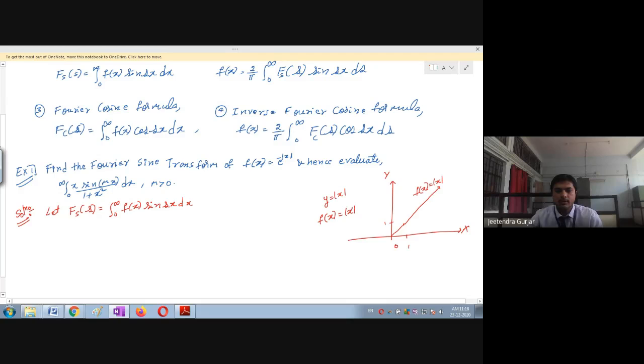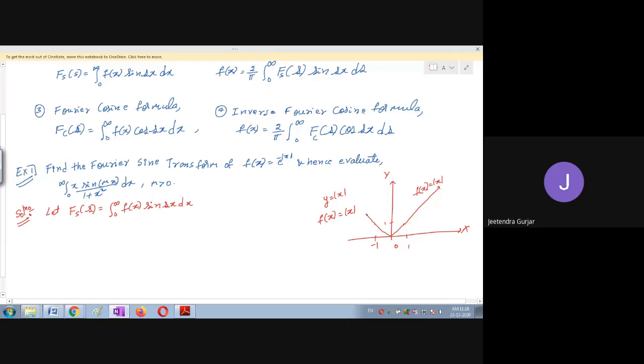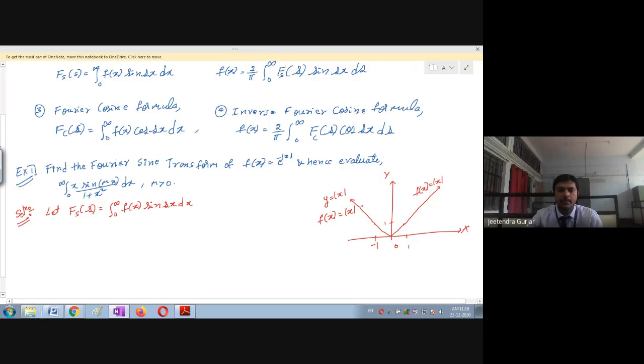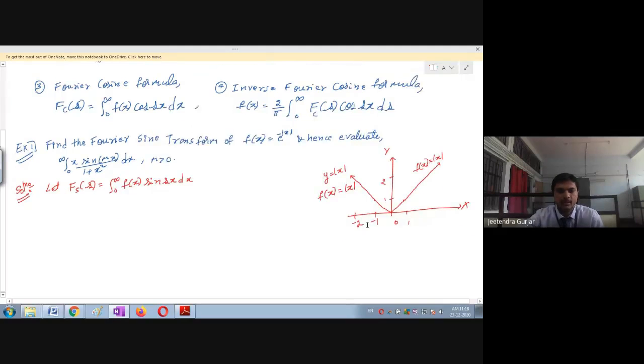Okay, now I will substitute minus 1. What am I substituting? x is equal to minus 1. But you can see the mod is there, so y will be plus 1. So a dot will come here. x is equal to minus 2, y will be plus 2. So it increases like this and we get the straight line. So this is the function f of x is equal to mod x.